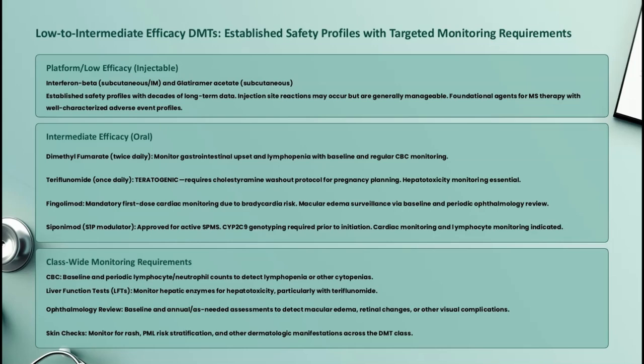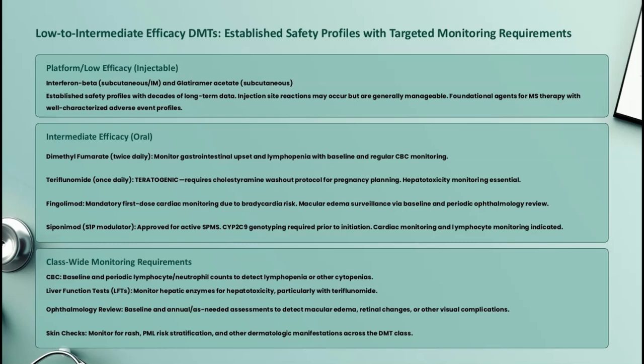Among oral therapies, dimethyl fumarate is commonly used but requires monitoring for gastrointestinal intolerance and lymphopenia. Teriflunomide is another oral option, but a major exam point is teratogenicity. Because of its long persistence in the body, accelerated elimination with cholestyramine is required before conception.